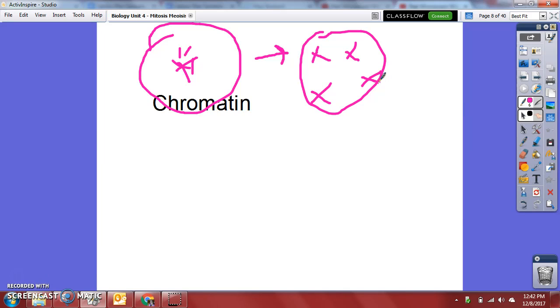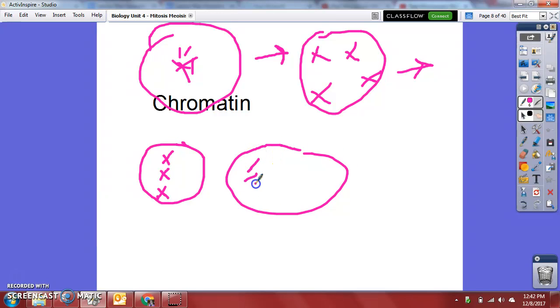Okay, so you're making X's, right? Next thing that happens, all of the X's line up in the middle. So I need you to line up all the X's in the middle of the cell. All right, and then next, the X's, once they're lined up in the middle, one side of the X is going to go to the right and one side's going to go to the left. So pull apart the X's. Pull apart the X's. Adam, what's going on? You're supposed to have your X's all lined up in the middle. In a row.